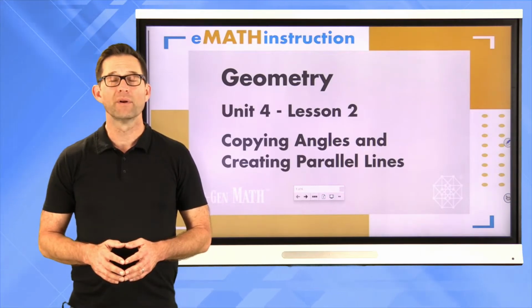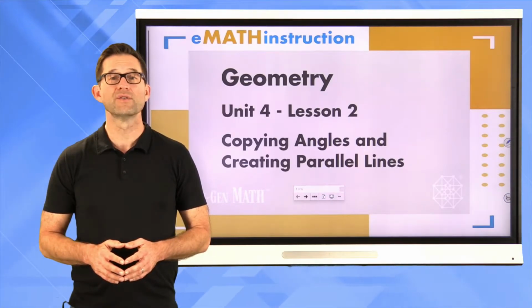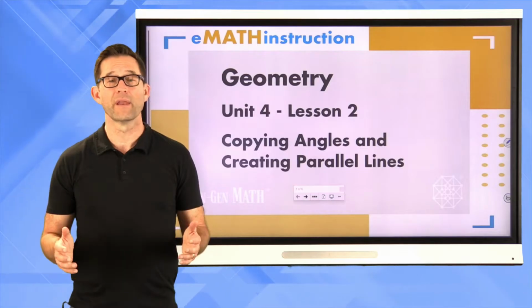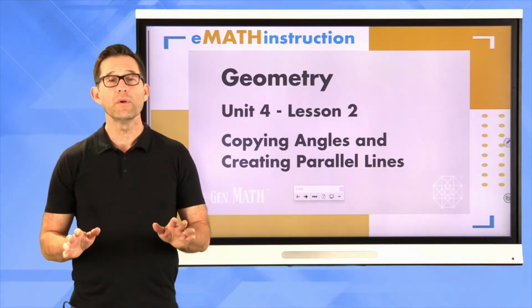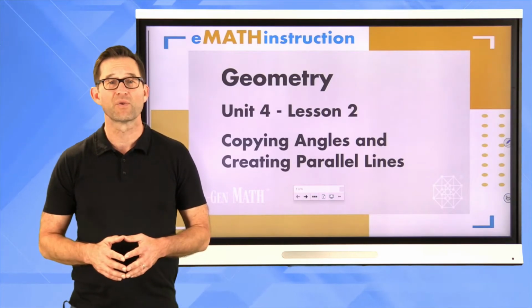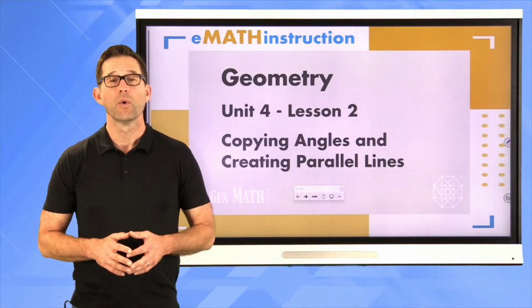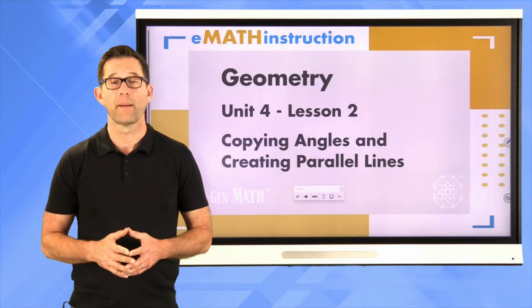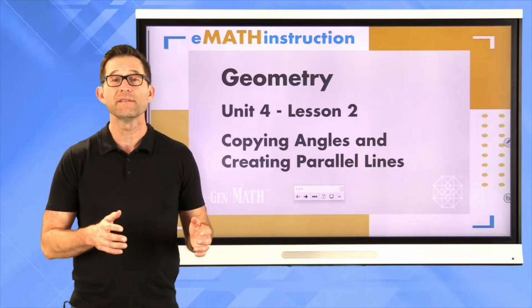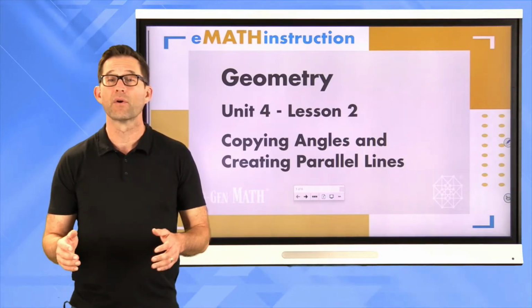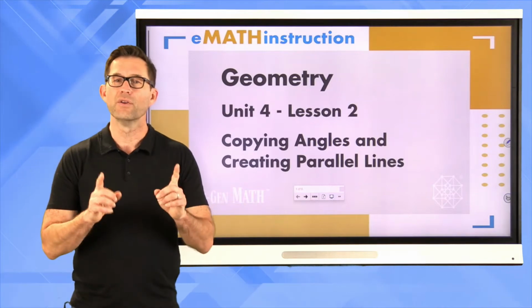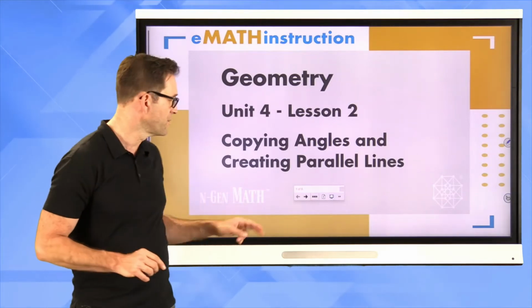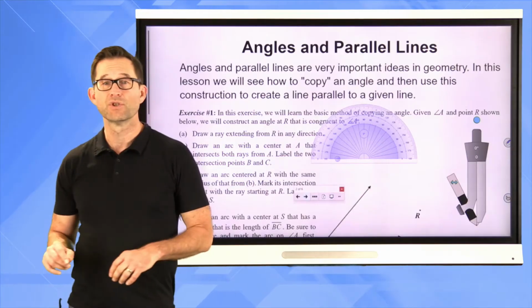My name is Kirk Weiler and today we'll be doing Unit 4, Lesson 2 on copying angles and creating parallel lines. So Unit 4 is all about these things we call constructions. In our last lesson, we learned how to copy a triangle, or better yet, we reviewed how to copy a triangle. In today's lesson, we're going to take that a little bit further and learn how to copy an angle and then how to use that to create parallel lines. So let's get right into it, shall we?